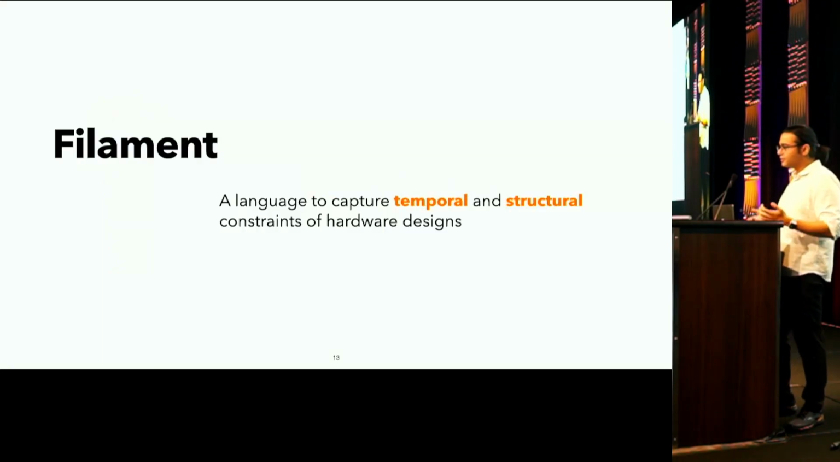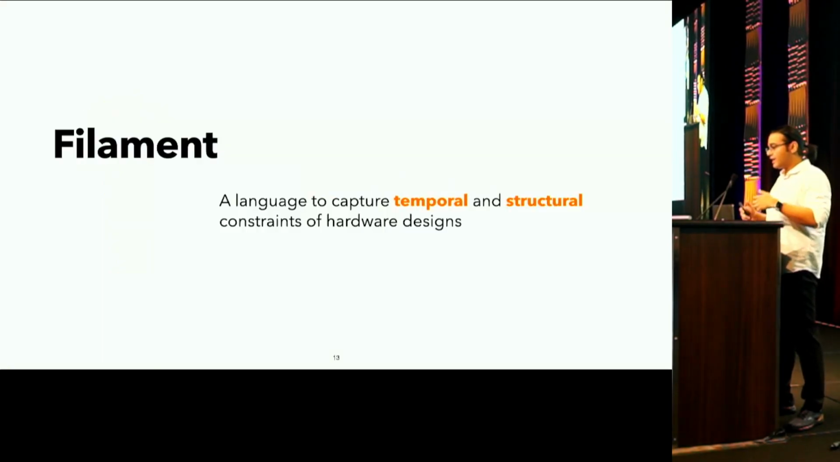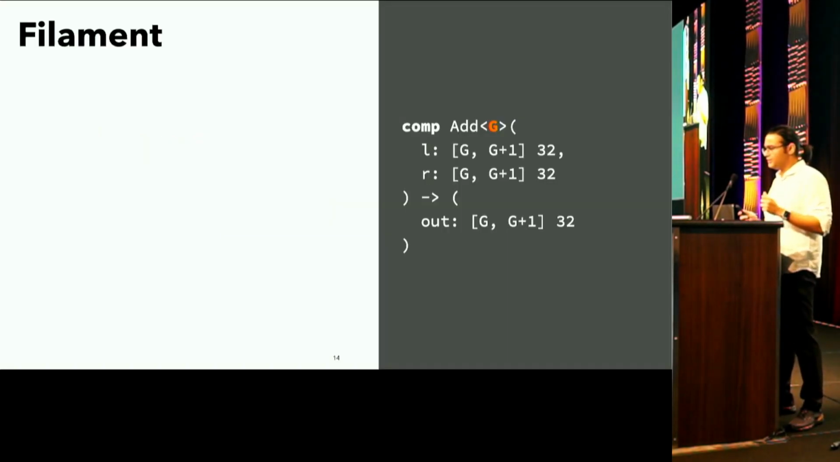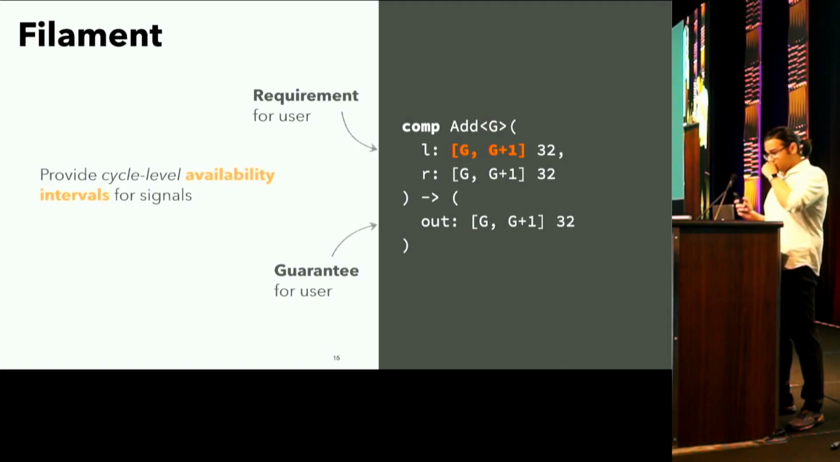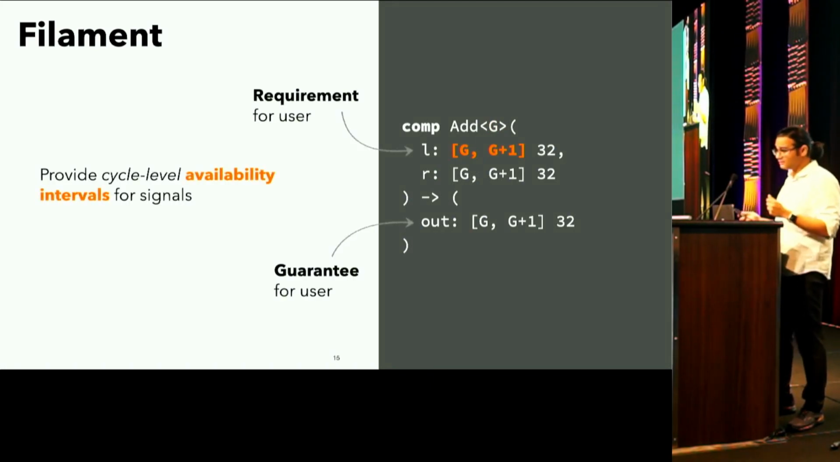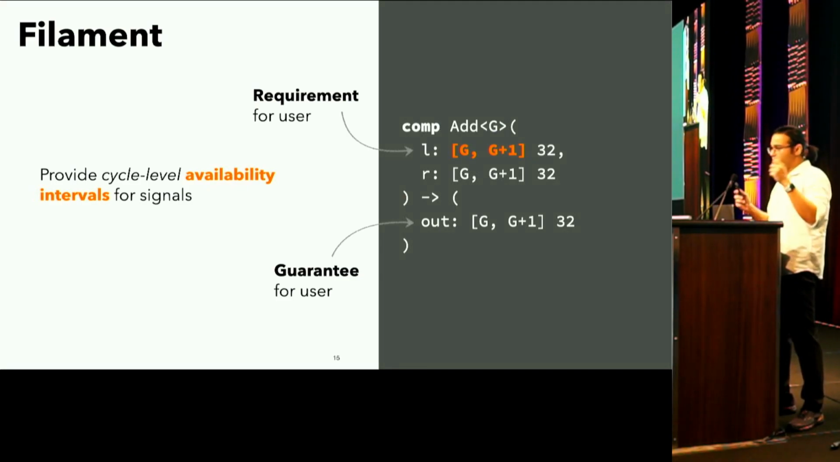So this talk is about Filament, a new programming language that can capture temporal and structural constraints of hardware designs. The first idea in Filament is that we parameterize all our designs using a set of events which are tied to the clock. Next, using these events, we can specify the availability intervals for signals. We can say that the input L is required in the first cycle, which is represented by the interval g to g+1, and then the output is guaranteed to be available only for the first cycle, which again is g to g+1. These intervals are half closed on the right-hand side, so you should read it as g and then g+1 half closed.